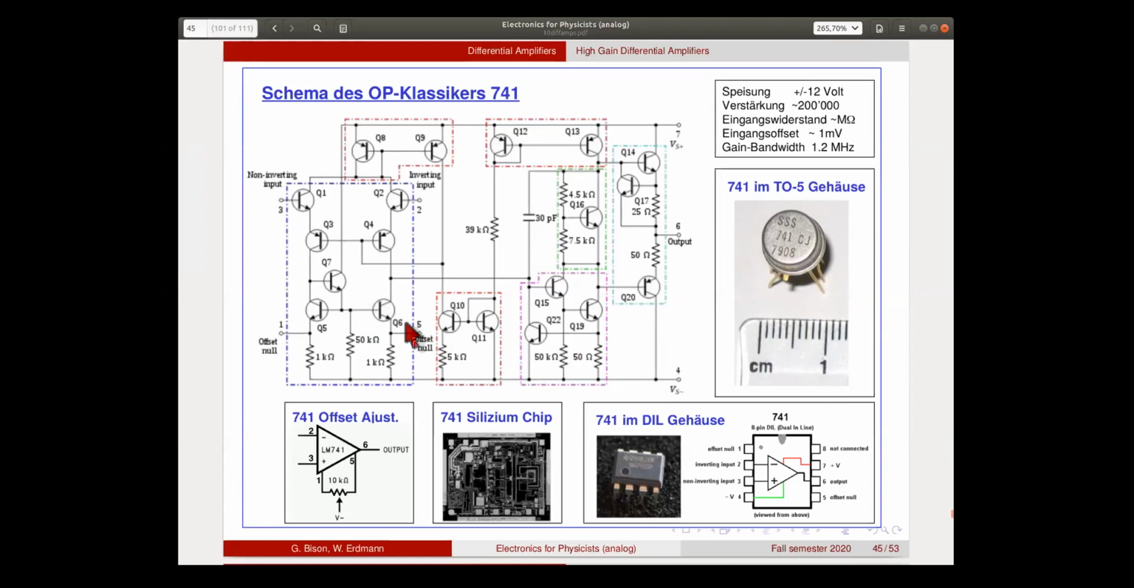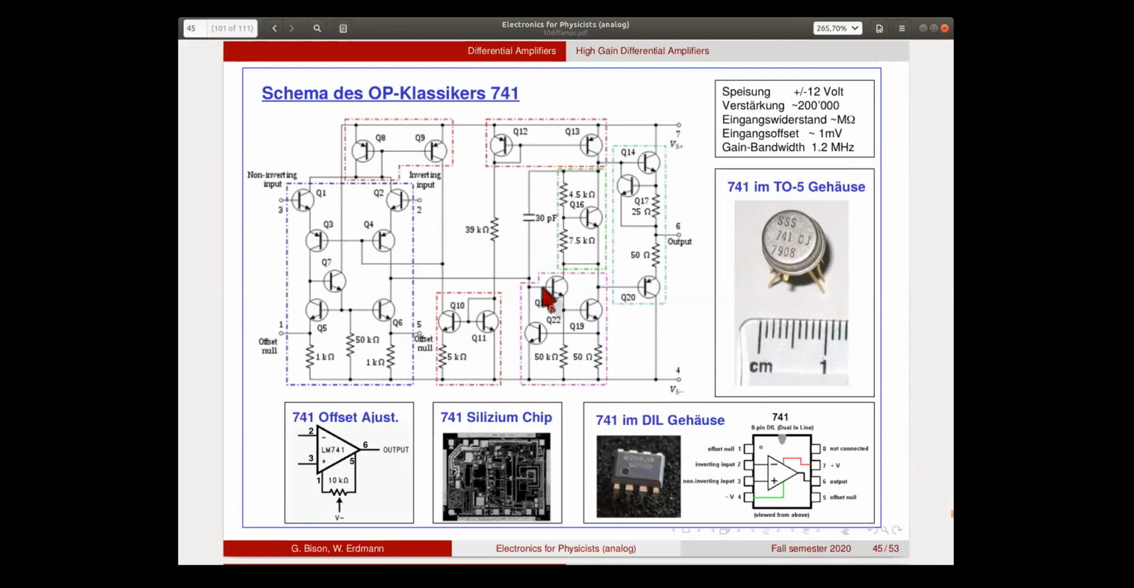Other parts here are maybe also known. This is the output stage. These two transistors operate in a push-pull configuration. And there's another gain stage in between, which takes the input of the differential stage. And then this part here is like a common emitter amplifier. It's a little bit complicated. So these two transistors are coupled together. They form a so-called Darlington pair.